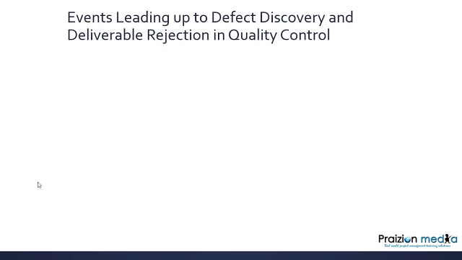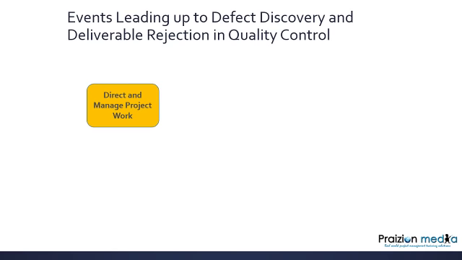And that's pretty much what I want you to bear in mind. It's not always going to be explicit. This is the process they're talking about. All right, let's move into events leading up to defect discovery and deliverable rejection in quality control. Obviously, control quality. So this is an overarching principle in the world of the PMBOK guide.